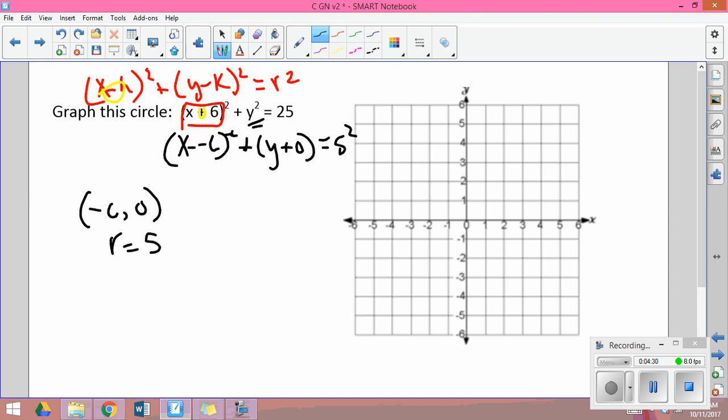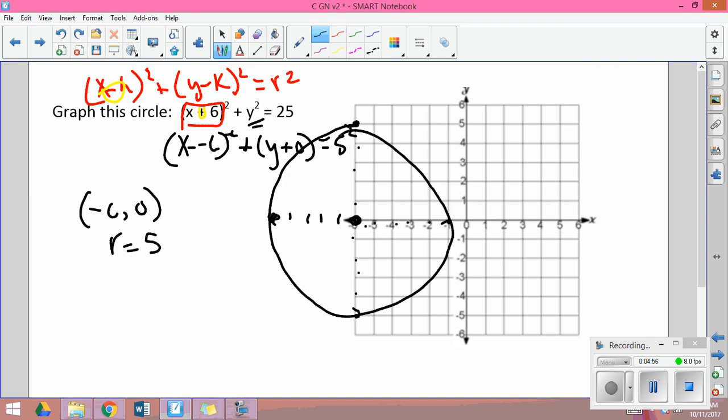So this graph is a little off center, but (-6, 0) is right here. My radius is 5, so I go 5 in every direction, horizontal and vertical, and connect the dots. 1, 2, 3, 4, 5. And we have our circle.